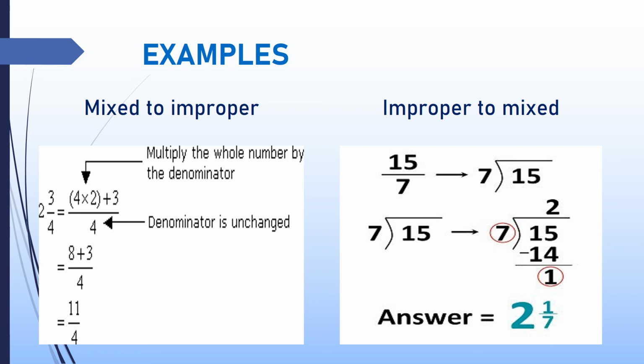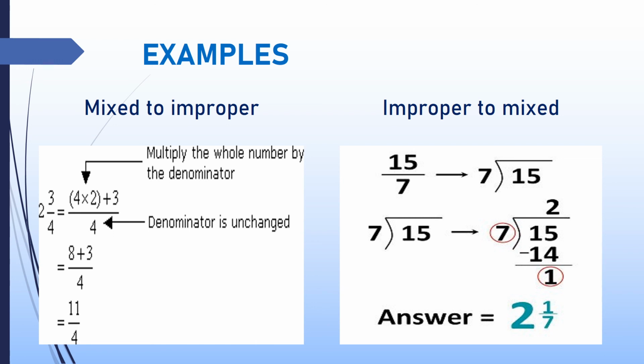Let us see few more examples. The first one is changing mixed to improper fraction. The mixed fraction is 2 3 by 4. So you will multiply 4 into 2 plus 3. So 4 into 2, 8 plus 3 by 4. The denominator is unchanged. The denominator is same. So 8 plus 3 is 11. So 11 by 4 is the improper fraction.